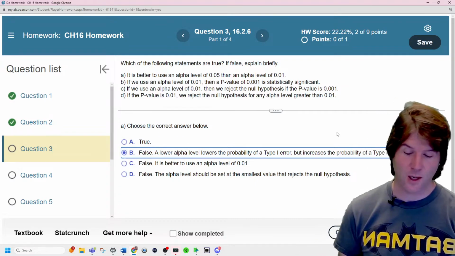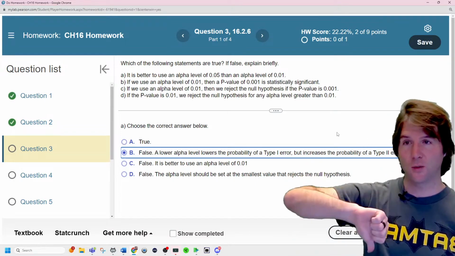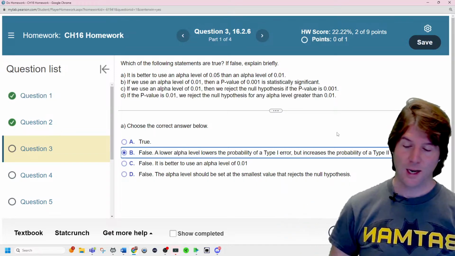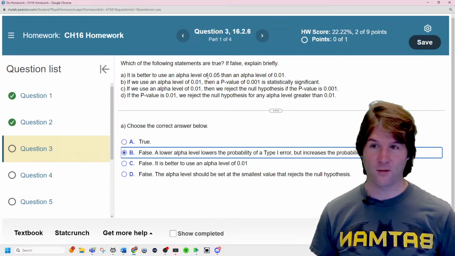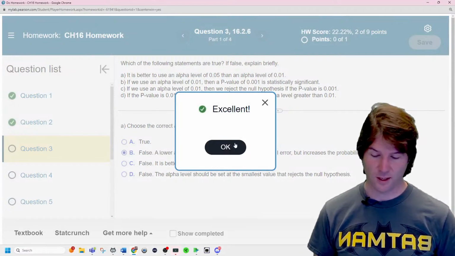So going back here to the question, we see right here a lower alpha lowers type 1 because alpha is type 1, but will increase type 2 because if you decrease type 1, you increase type 2. And they're lowering alpha by bringing alpha from 0.05 to 0.01. So very clearly that. And that says I'm wrong. That'd be funny.